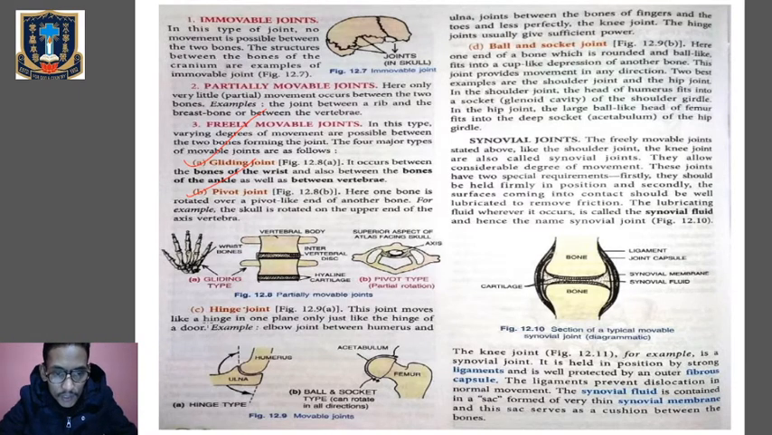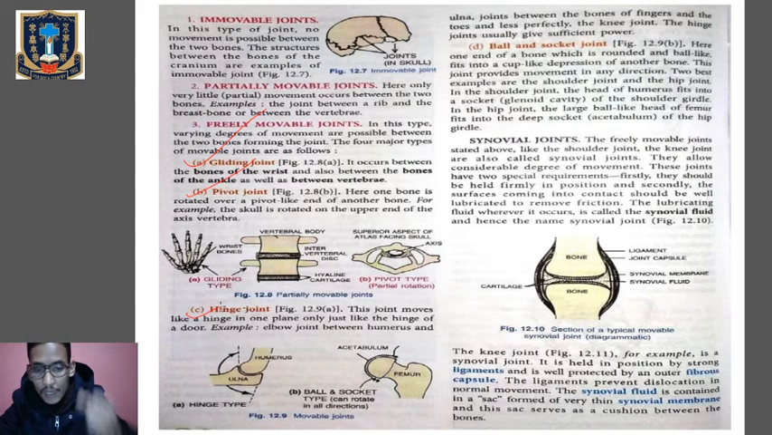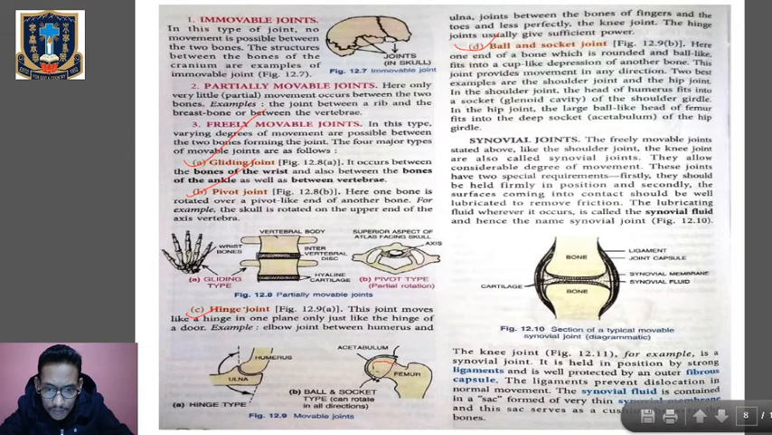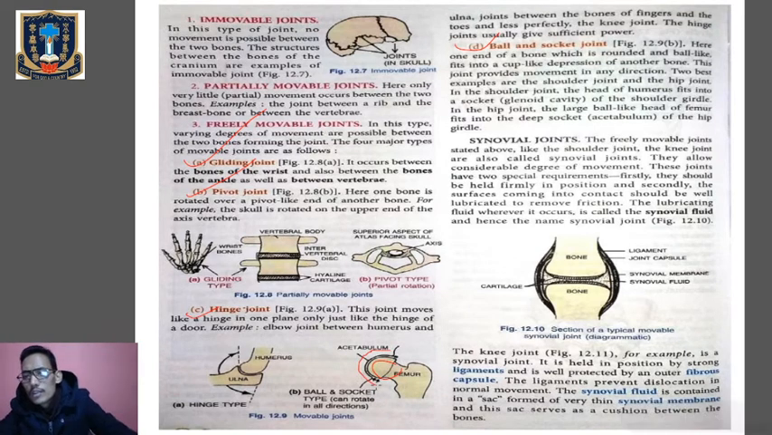Then we have got the hinge joint, which works like a hinge of the door. So this joint moves like a hinge in one plane, just like the hinge of the door. Example, the elbow joint between the humerus and the ulna, and between the bones of the fingers and the toes, which also work like the hinge joint. Then you have ball and socket joints. Look at this figure, ball and socket joint, which is the 4th one. So here one end of a bone which is round in structure, like the femur, will fit into a cup-like depression, the acetabulum, of another bone.